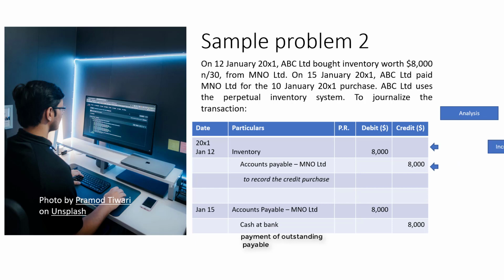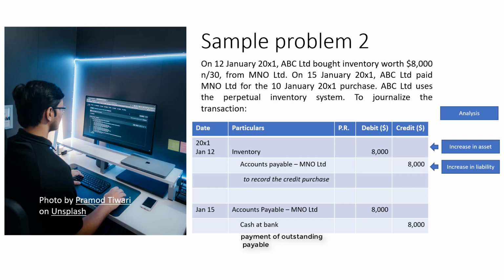So in the analysis portion, on 12 January, there is an increase in asset and then an increase in liability. So you can see on two sides, there will be both increase. So the accounting equation is still balanced.